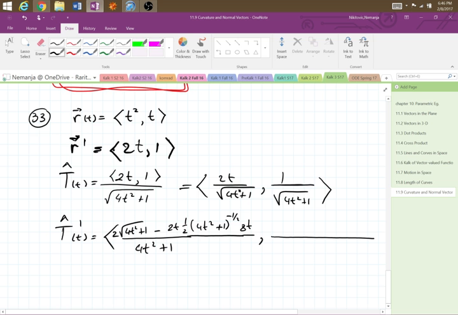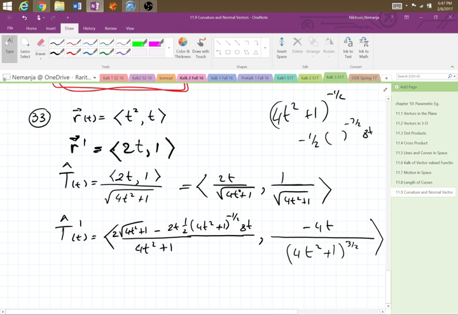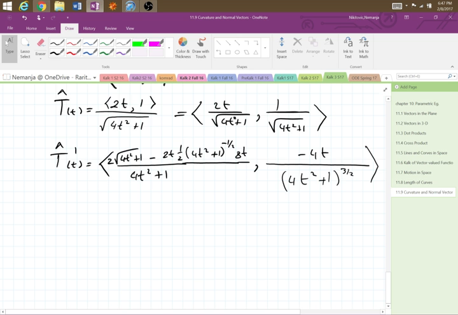This one is just 4t, I'm just going to do it on the side, plus 1 raised to the negative 1/2, so it's negative 1/2 to the negative 3/2 times 8t, so it's negative 4t divided by 4t squared plus 1 to the 3/2. I mean, it's really ugly, but what can you do?